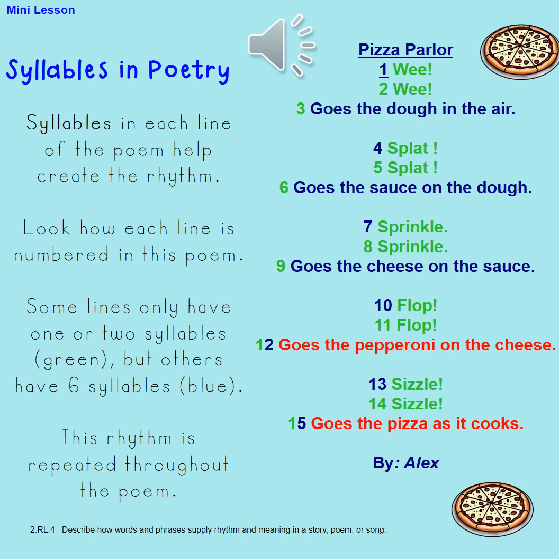Some lines have 1 or 2 syllables. I labeled those green, like "we" and "splat." Other lines have more syllables, like 6 syllables. I labeled that blue, like line 3, 6, and 9. You'll also see that line 12 and 15 are red. They have more than 6 syllables, but that's okay because they still go with the rhythm of the poem.